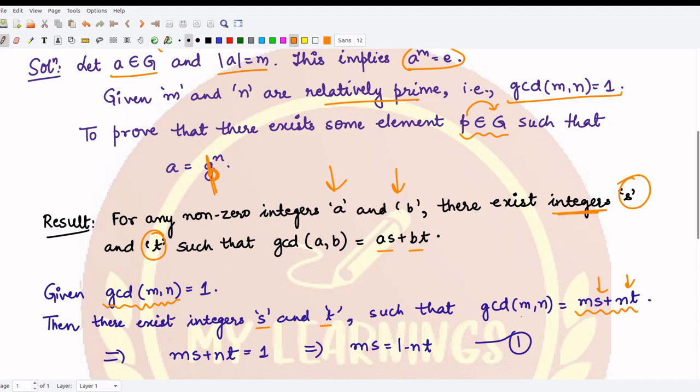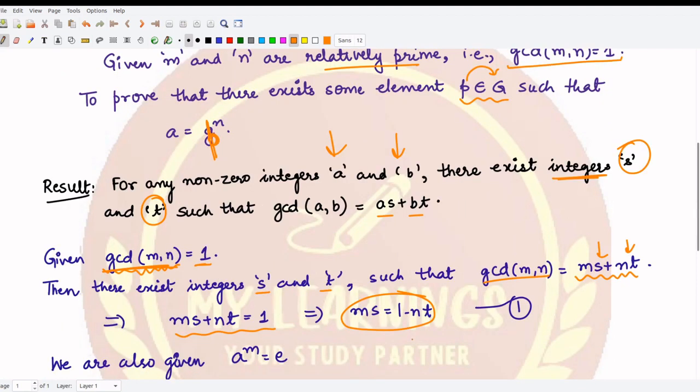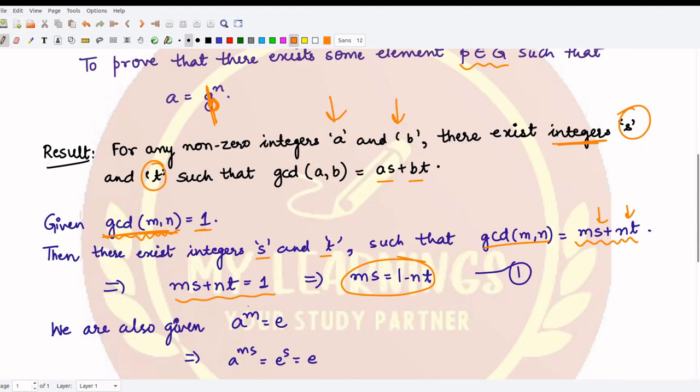Because the GCD of m and n is equal to ms plus nt, and this GCD is equal to 1, from here you get ms plus nt is equal to 1, or you get the value of ms as equal to 1 minus nt. Why I am doing so, you'll be seeing in a moment. Moreover we are given the order of A is m, so you can write A raised to power m is equal to E.